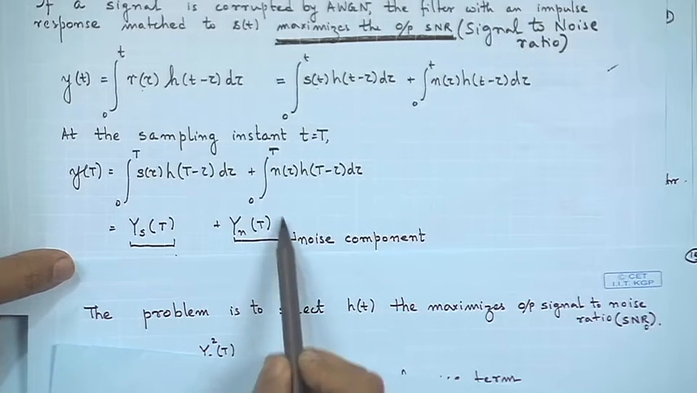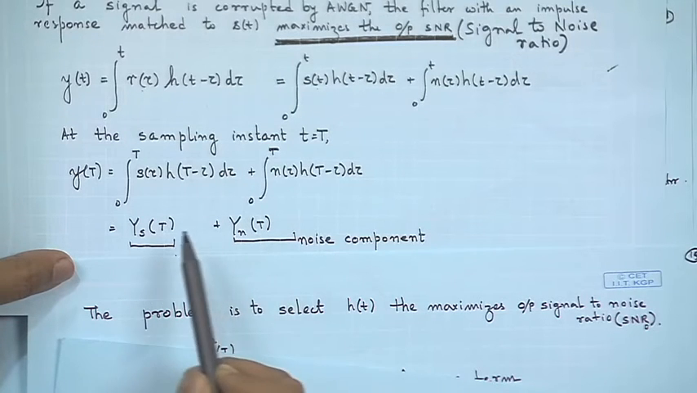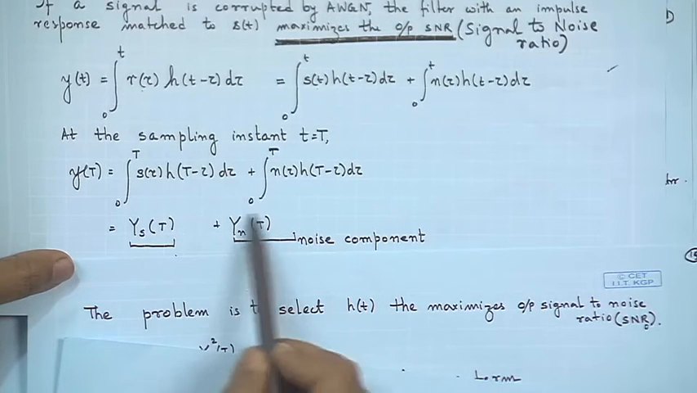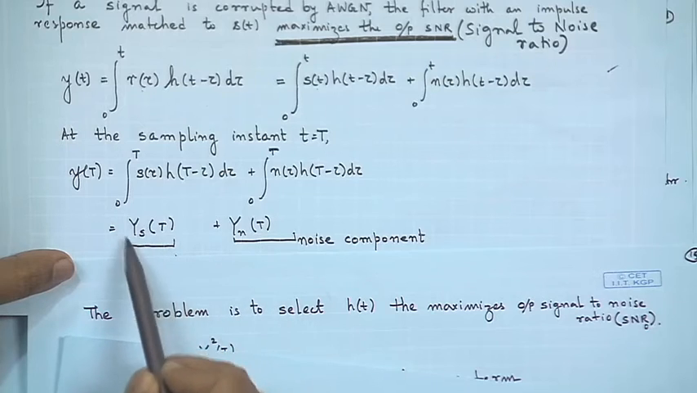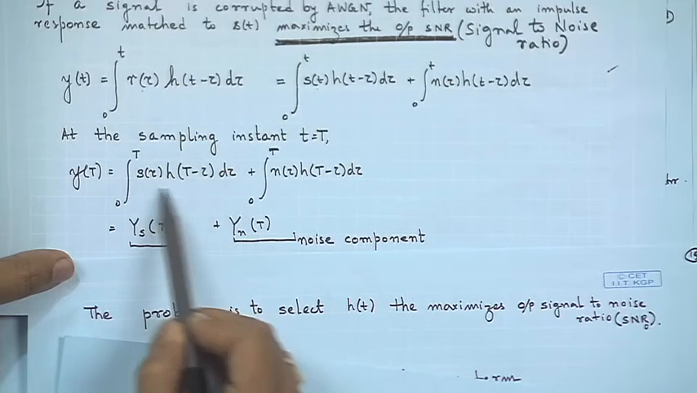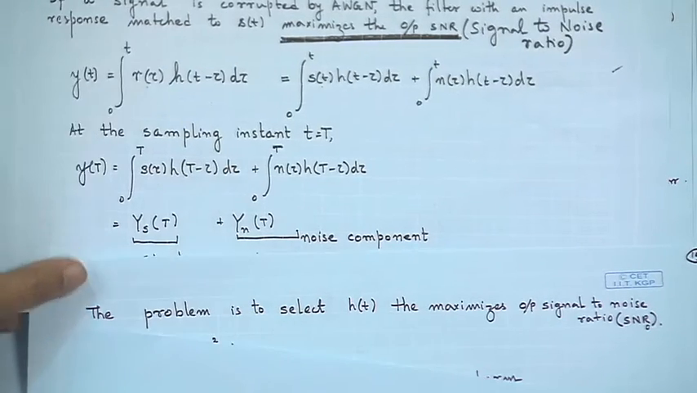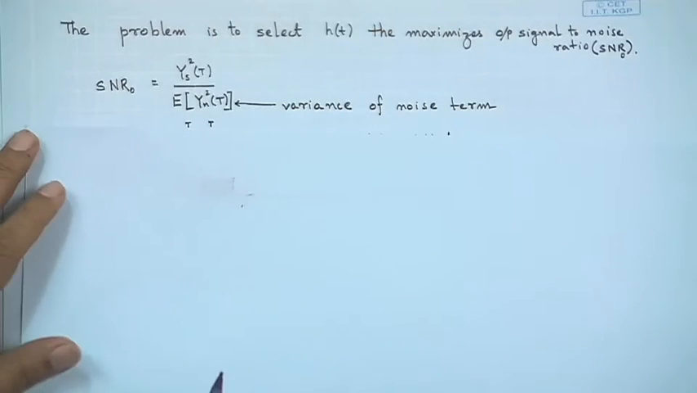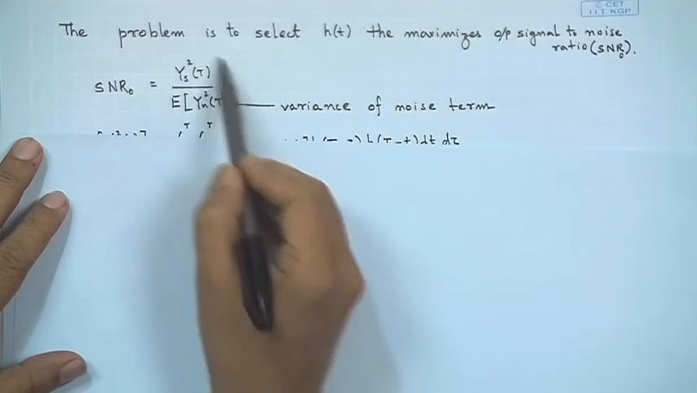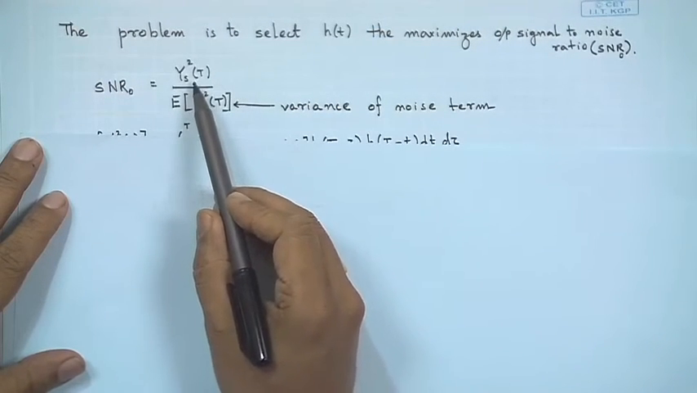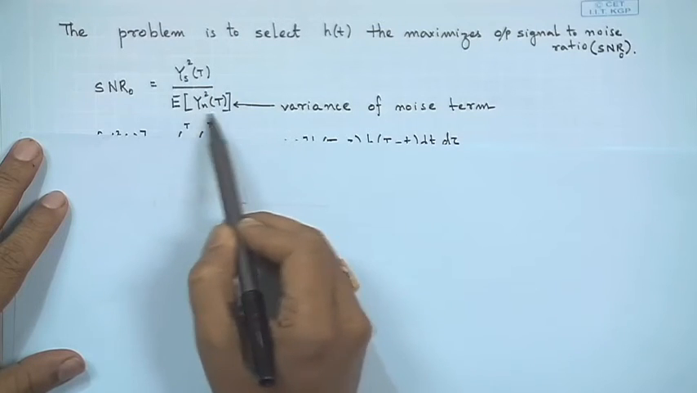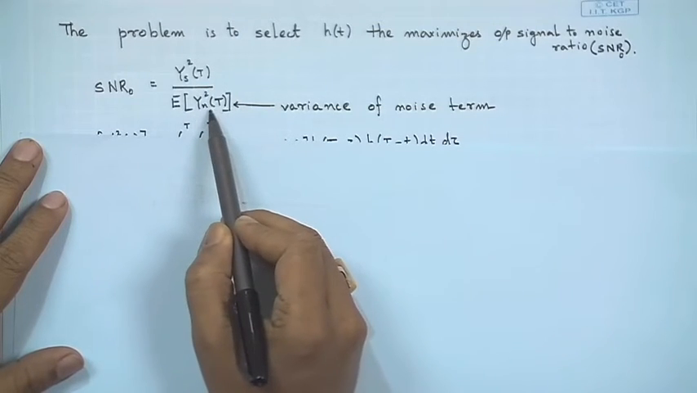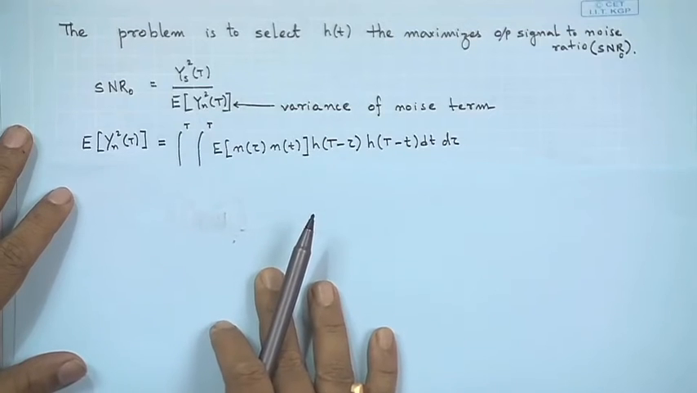Just a trivial note, this power cannot be 0. So, there is a fixed value to this. So, we have to maximize this knowing this particular expression. So, SNR at the output is given by the square of the received signal upon the expected value of the noise power, variance of the noise term.